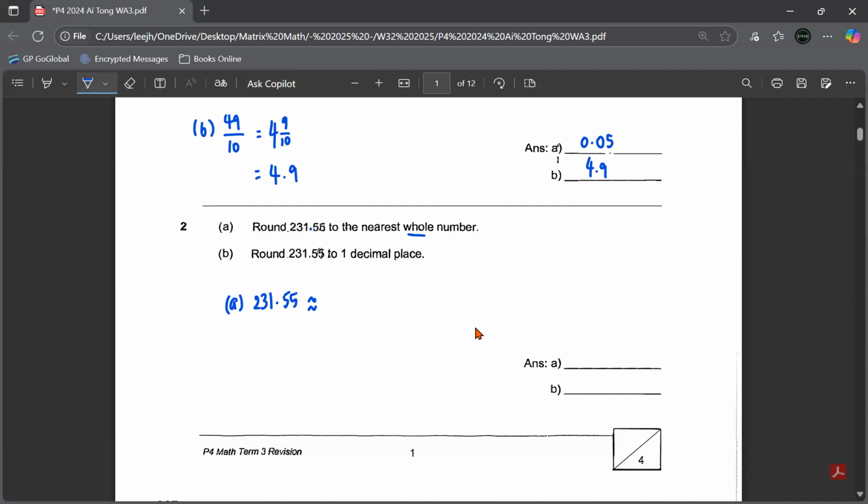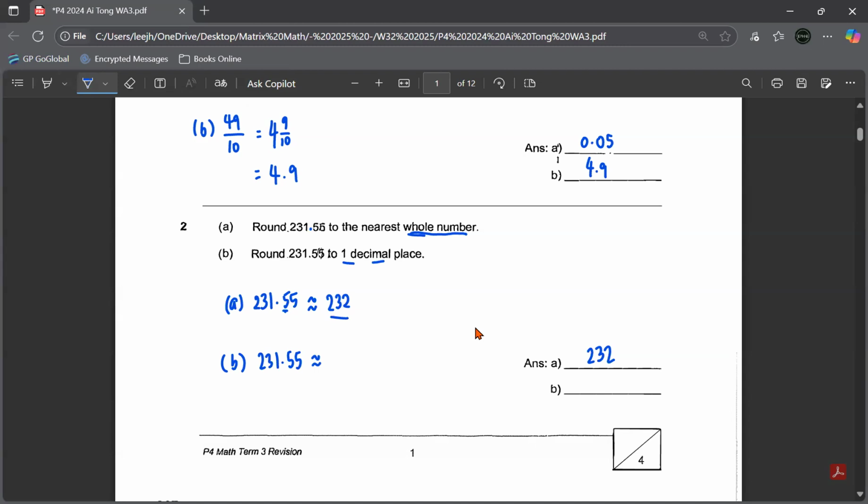That means we look at the first decimal place. So it's a 5, which means it is enough to round this 1 up to 2. So it will be 232. No need to put 0.0 because I only need a whole number. Okay, so B, round again, I have the same value, 231.55, round to 1 decimal place.